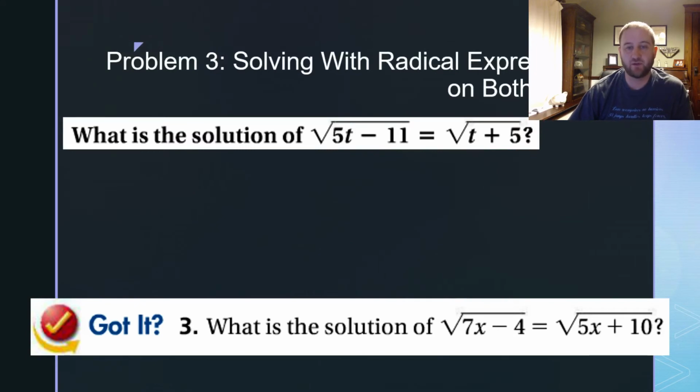Okay, hopefully you paused it. You took some time to solve this equation. We're going to square both sides first. Okay, let's see how you did.